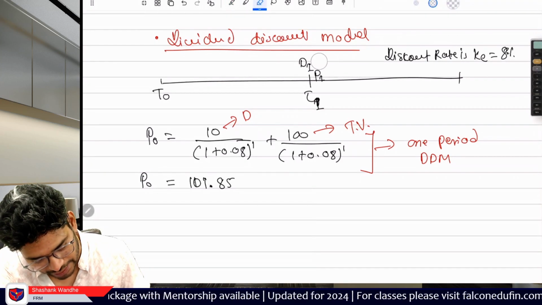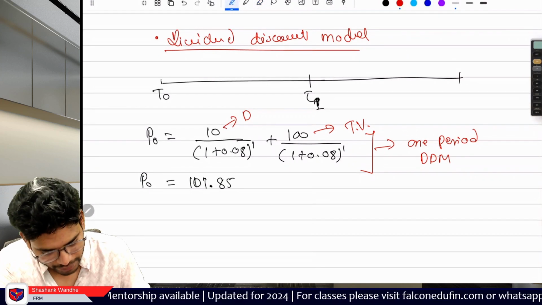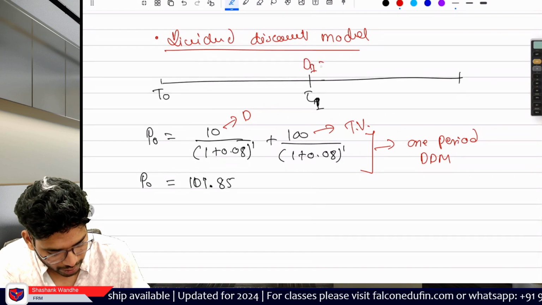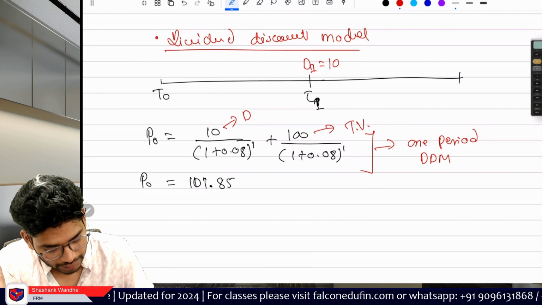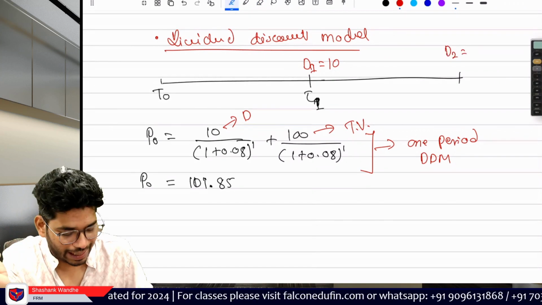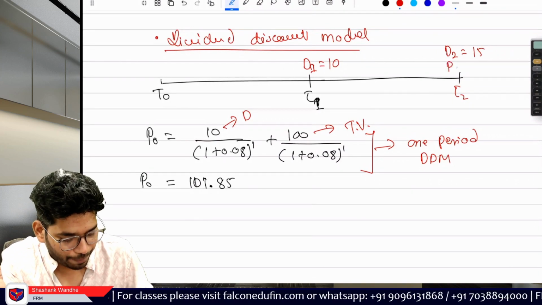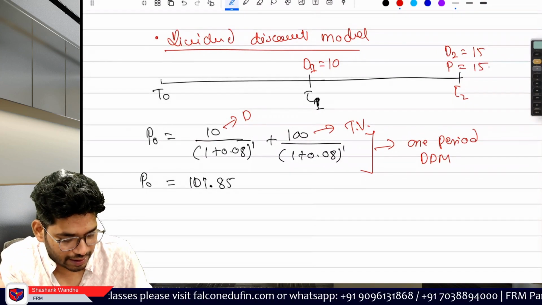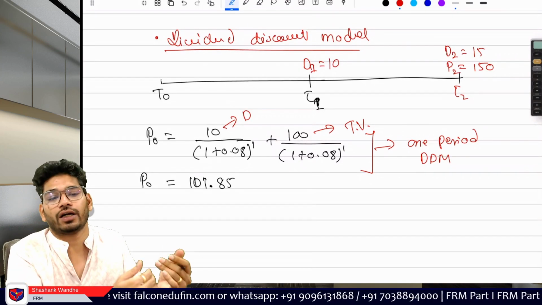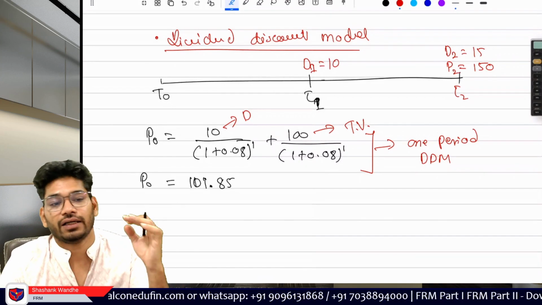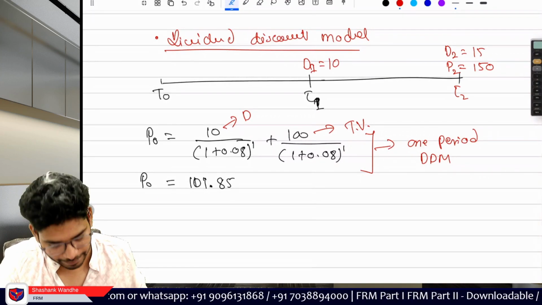Now I'll simply change this calculation, the payment structure. Let's say you will receive a dividend at the end of 1 year, which is say equal to 10. Then you will receive a second dividend at the end of the second year. Let's say it is 15. And the expected price is 150. Okay. So P2, the price at the end of year 2, is expected to be 150. You will get a dividend of 15, and then at D1, you will get a dividend of 10.